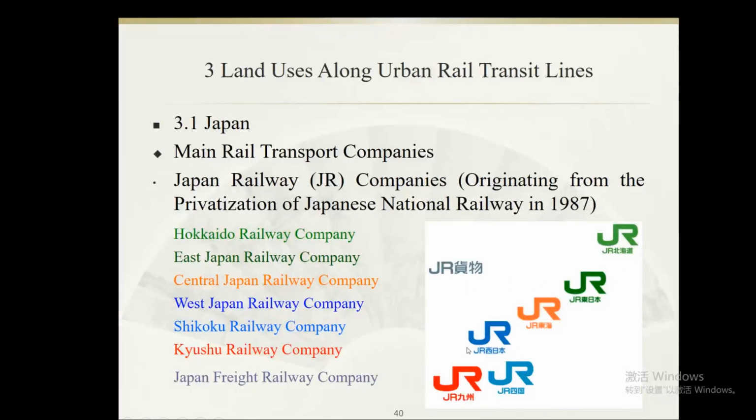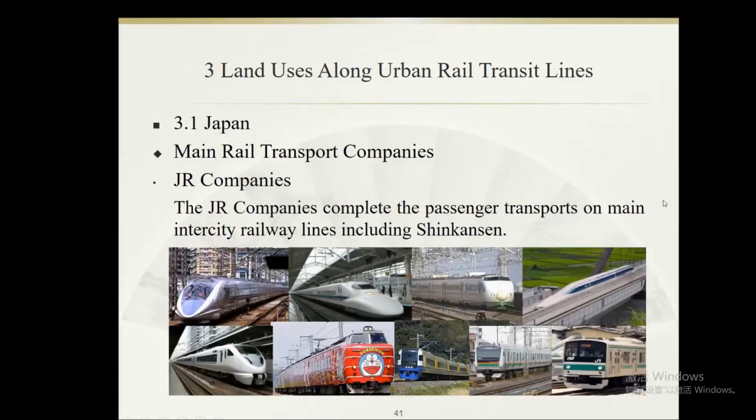These six passenger transport companies are responsible for passenger transport in different parts of Japan. JR Freight Railway Company is responsible for railway freight transport in the whole area of Japan. This is a case of the railway operation in Japan. JR companies complete the passenger transport on main intercity railway lines, including Shinkansen, the high-speed train. This one is not used today. It is the first generation of Shinkansen.